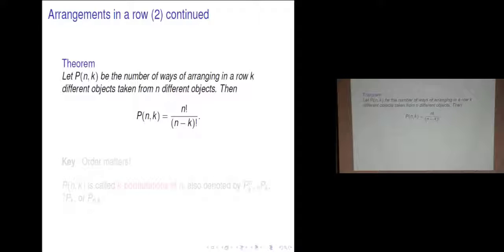Now, in general, this number has a notation. So let P of n and k be the number of ways of arranging in a row k different objects taken from n different objects. Just now we take 3 elements from 8 possible elements. They are all distinct. So the number of ways is n factorial divided by n minus k factorial.